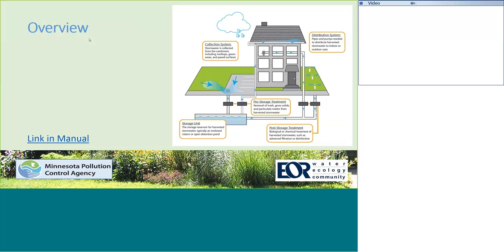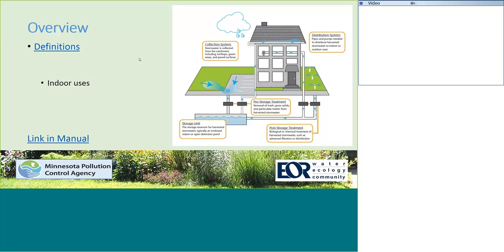So starting with the overview, this is the first section of the manual. We wanted to spend a little bit of time here. I think our understanding of Harvest and Use systems has expanded within just the last several years as more systems are going in place. Nationwide, a lot of effort is being focused on understanding how to make these systems more efficient, more usable, understanding risks. So you'll see throughout this presentation, we'll come back to this figure just describing the general layout and the components of a Harvest and Use system. And we'll use these terms a lot: storage unit, collection systems, distribution systems.